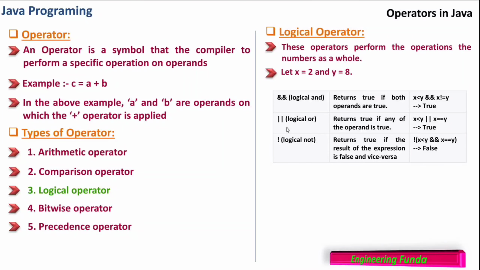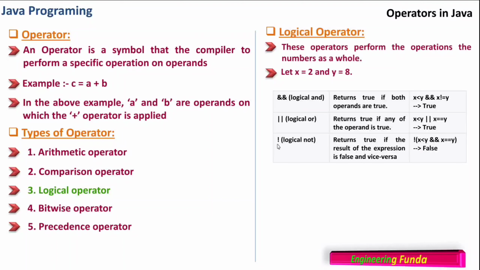Then you have this logical OR. It returns true if any of the operands is true. So in this operator, there are two operands. If any of the operands is true, it will give you the result as true. So x less than y, yes, it is true. Or x equal to y, then it is false. But true or false will be true.